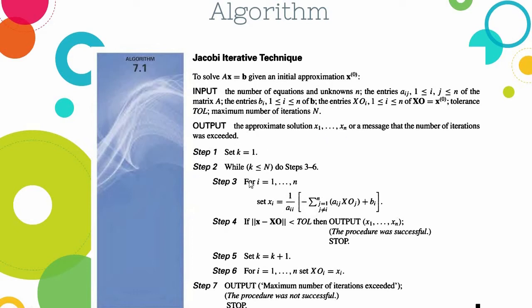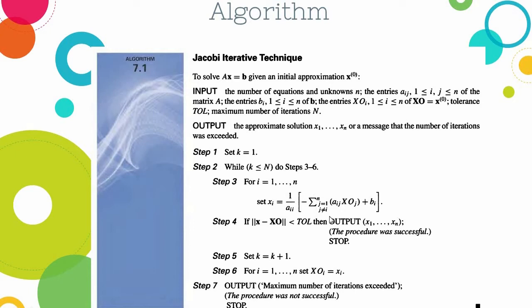Now let's take a look at the steps for this method. We have 7 steps in total. For the first step, set k equals 1. Starting step 2, we use a while loop, and the while loop condition is k less than or equal to n, where n is the maximum number of iterations. We follow steps 3 to 6. Step 3, we do a for loop. We set xi equals this expression, which is exactly the formula we provided before.